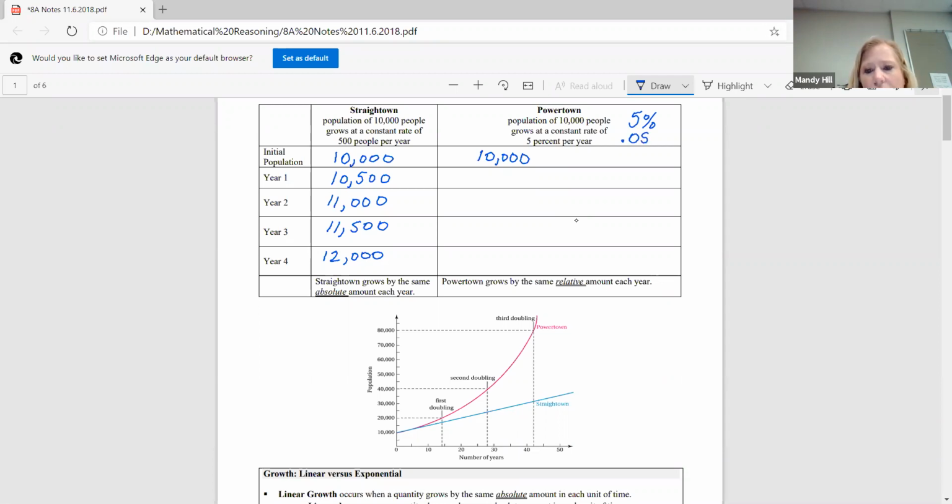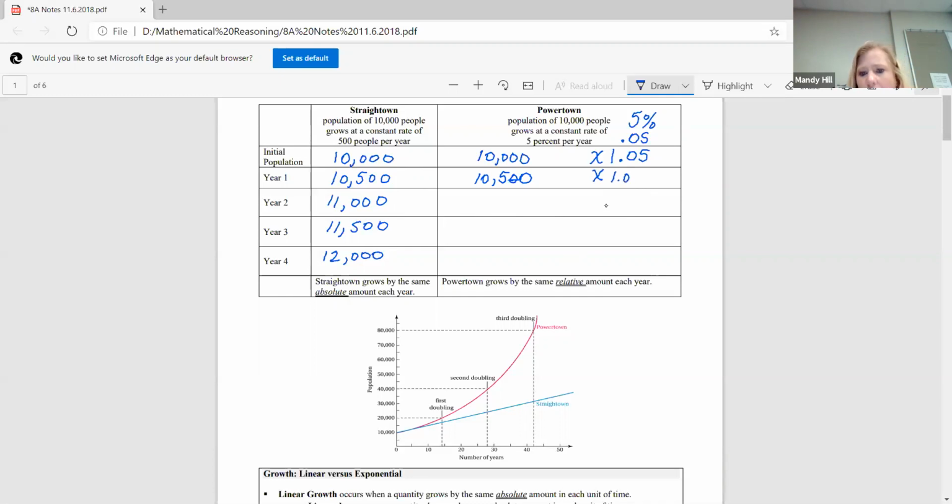So to get the next year, we're going to have to multiply by 1 to get back the 10,000 that we already had. But then we're going to have to multiply by 0.05 to get the extra 5%. So if we take 10,000 and we multiply that by 1.05, again, the 1 is to get back what we already had, and the 0.05 is to get our extra 5%. Well, we're at 10,500, right, which is the exact same thing that happened over here. And if you look down here at your graph at year 1, they're still kind of close together. Okay, but what happens when we do this again to get the next year?